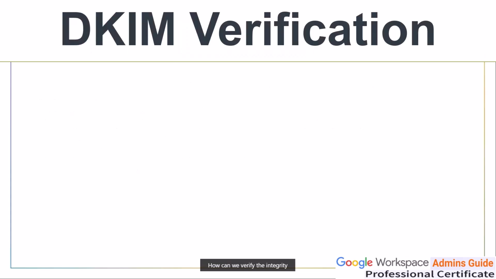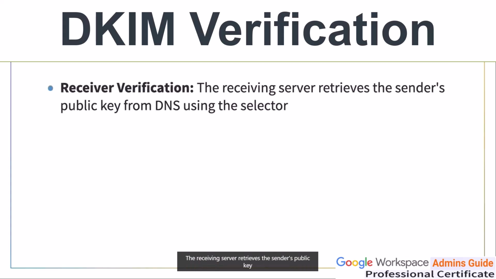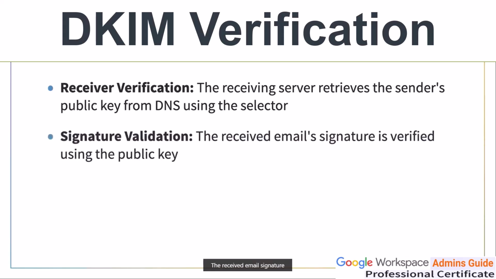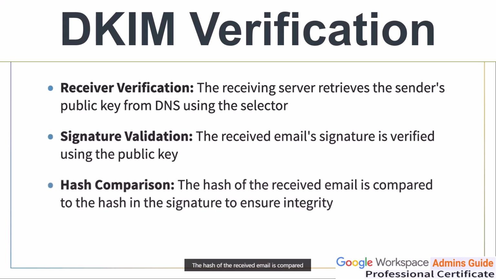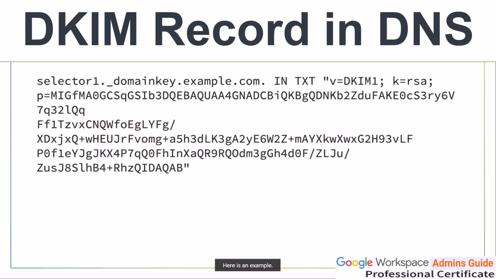How can we verify the integrity of a DKIM signed email message? The receiving server retrieves the sender's public key from DNS using the selector. The received email signature is verified using the public key. The hash of the received email is compared to the hash in the signature to ensure integrity. Here is an example. As you can see, we have selector1._domainkey.example.com. Again, as we've seen for the SPF record, we don't have a proper DKIM record in DNS, but we will use the generic TXT record for it.